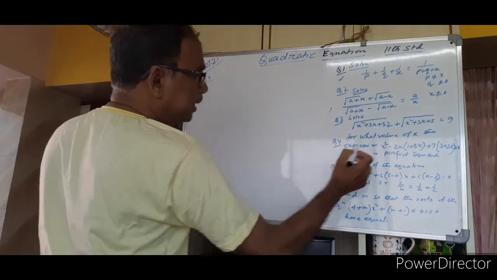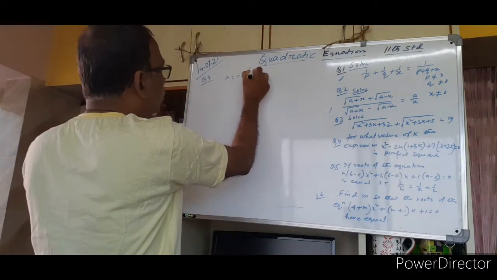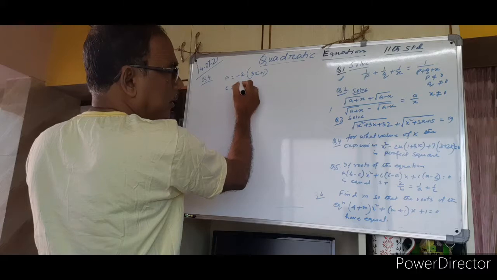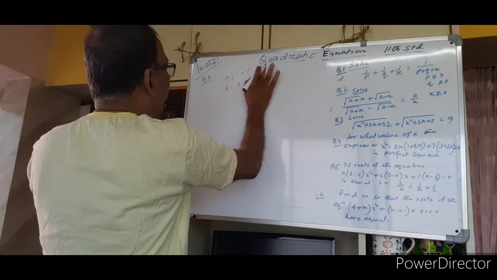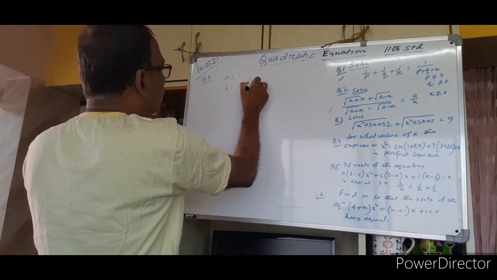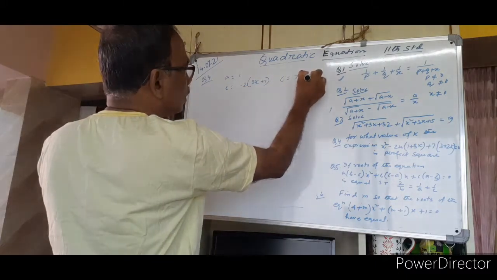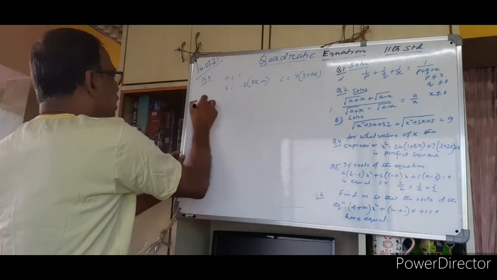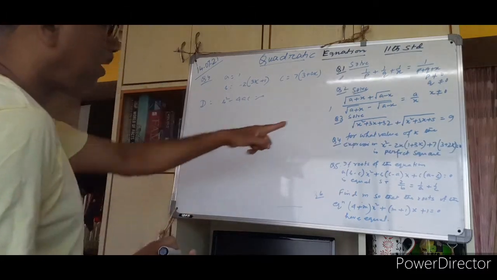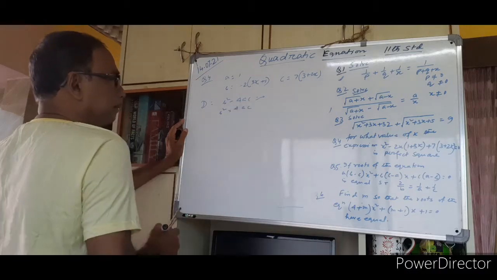So here, a equals 1, b equals minus 2 times 3k plus 1, and c is 7 times 3 plus 2k. Now discriminant b square minus 4ac equals 0. As it is a perfect square, the discriminant should be 0. That is b square equals 4ac.